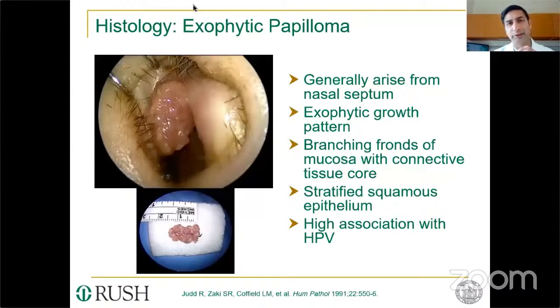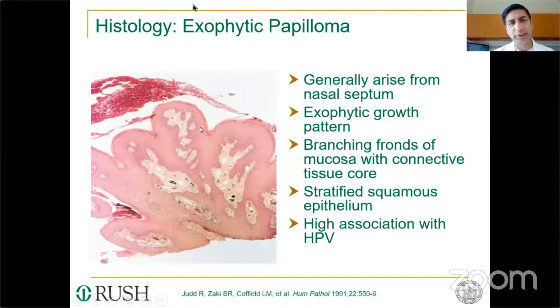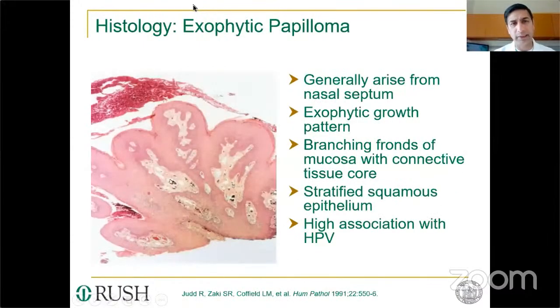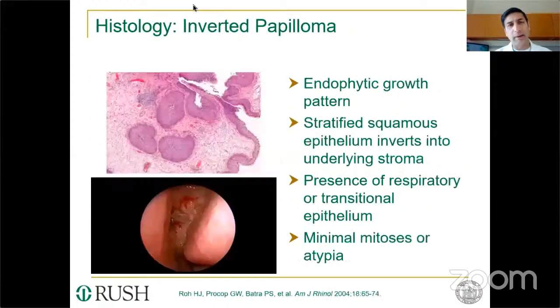When you look at exophytic, typically this arises in the nasal vestibule. As you see here, this one is on the left side, arising on the nasal septum. When you look at this histologically, you see this exophytic growth pattern of the stratified squamous epithelium, and then this connective tissue core, and it has a very high association with human papillomavirus.